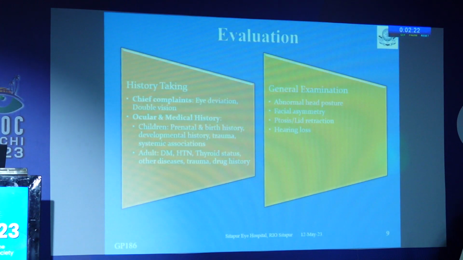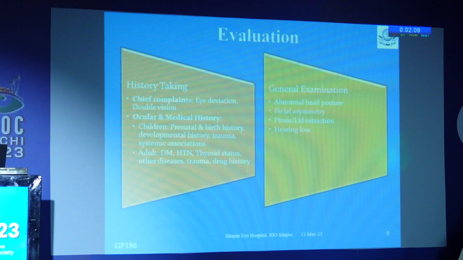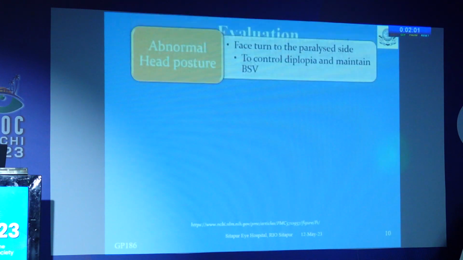vision. In children, the prenatal and birth history, along with the developmental history, are of utmost importance. In adults, the history of diabetes, hypertension, and trauma are very important. And then we move on to the general examination, in which we look for abnormal head posture, facial asymmetry, for the association of the seventh nerve, ptosis, lid retraction, and hearing loss.